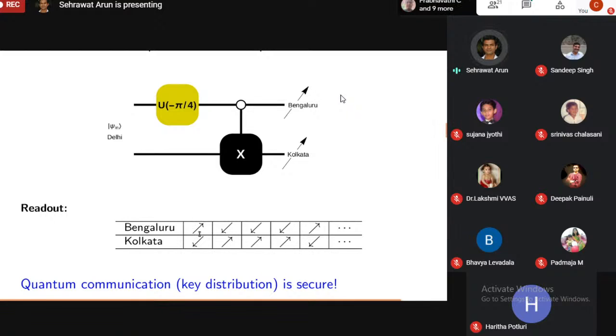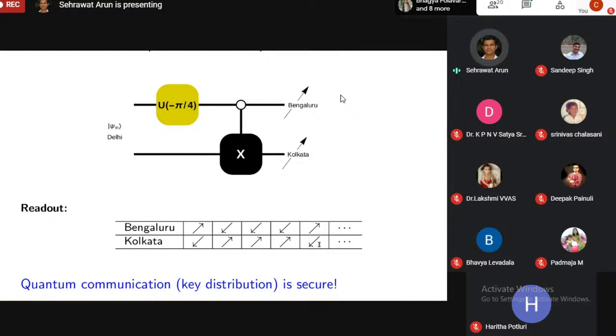But the information is in their correlation, right? So if one is spin up, definitely the other one will be spin down. So if Bangalore encodes, you can see this is 0 1 0 1 1 1 0. Spin up is, let's say, 0 and spin down is 1. So this is a key to encode information, and these two things are correlated. So this is a key to decode information, right?